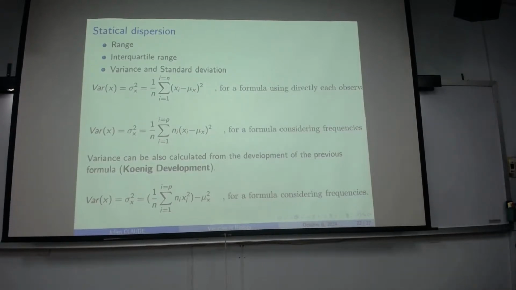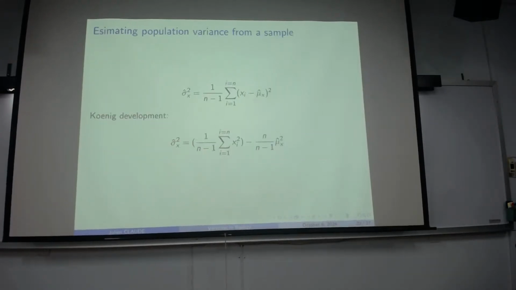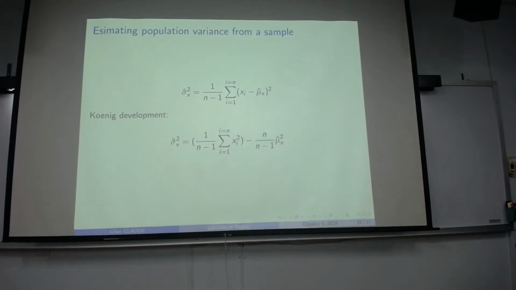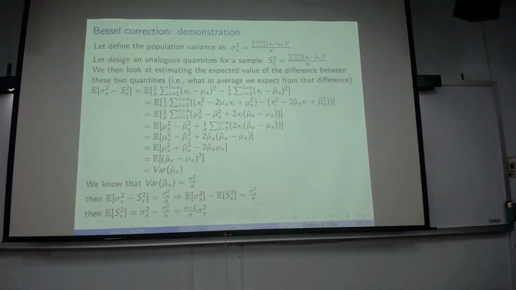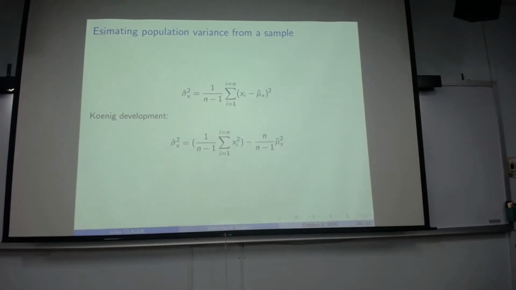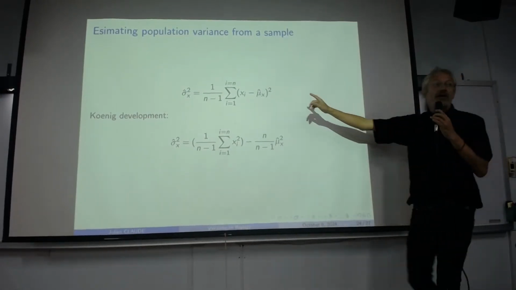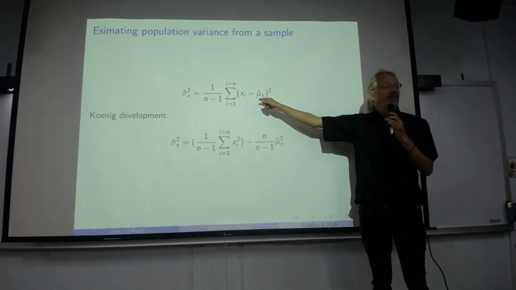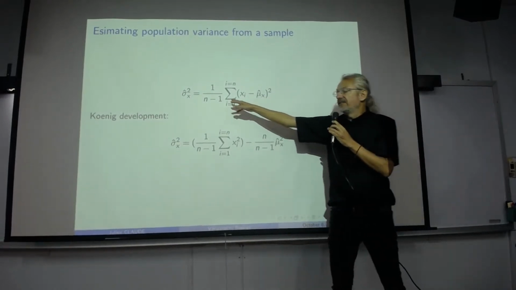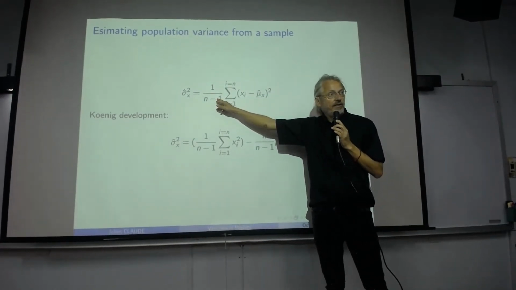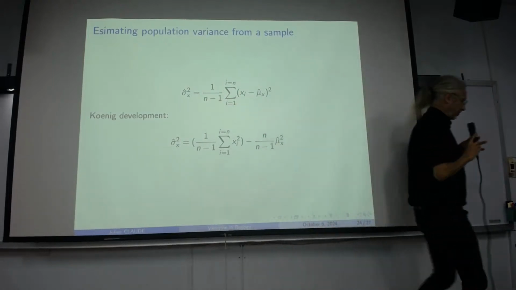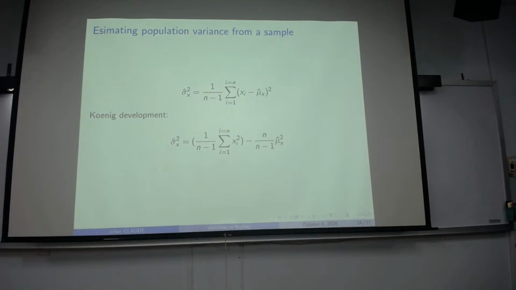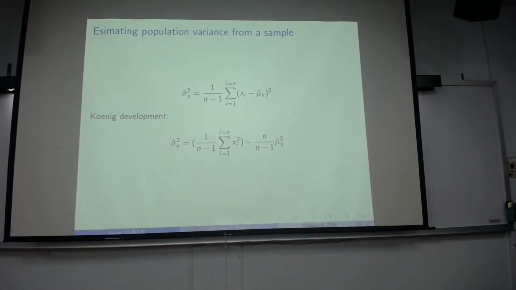But be careful. For a sample, it is not the average. This is not divided by the effective. This is divided by the effective minus 1. Okay. Why minus 1? Why is it annoying?